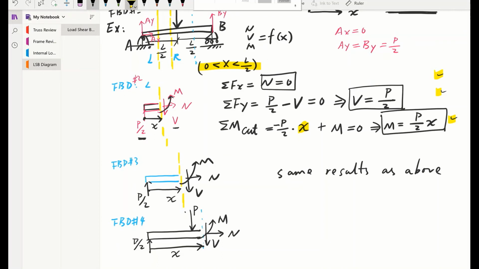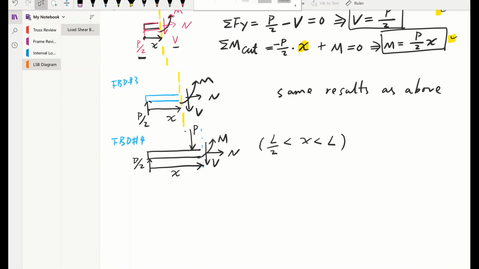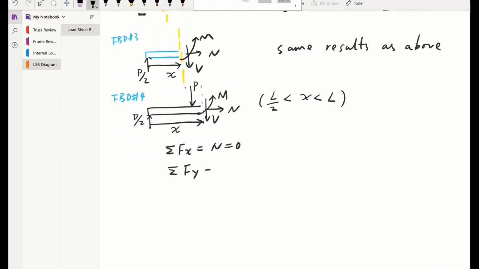So here, what you're about to write down, you're solving, is when x is greater than half and less than the entire length. Then you are going to get a different function of N, V, M. So now we're trying to get those equations. Forces at x will give us N equal to 0. Then forces at y will give P over 2 minus this P, then minus V because they're going downwards. That equals 0. That would give us V equal to negative P over 2.